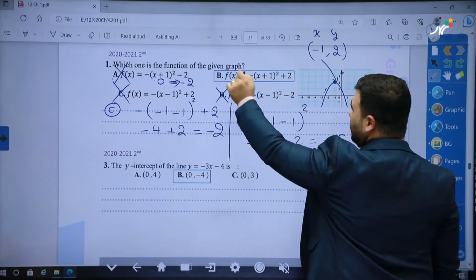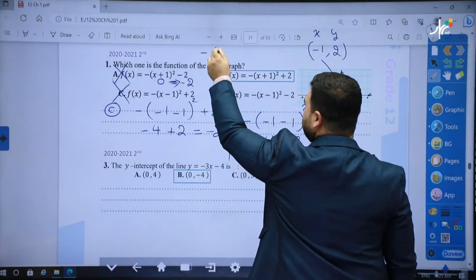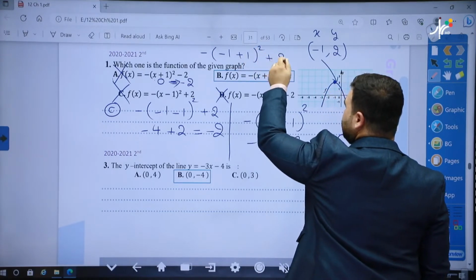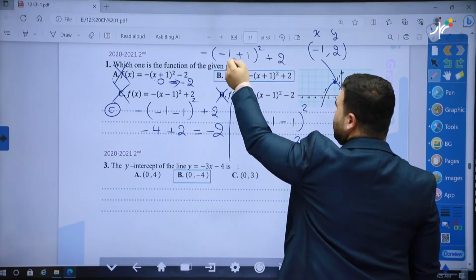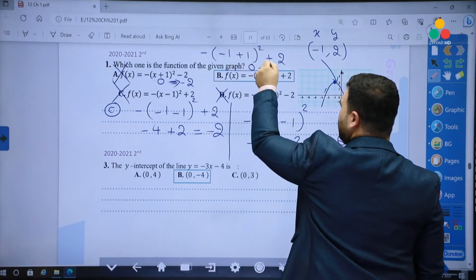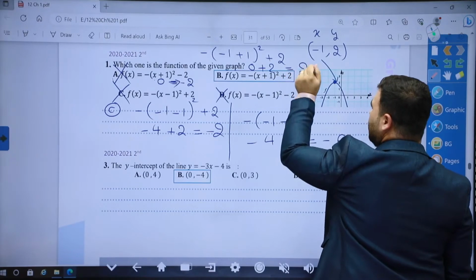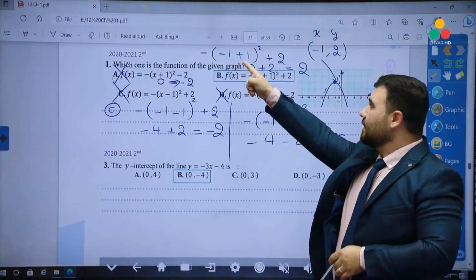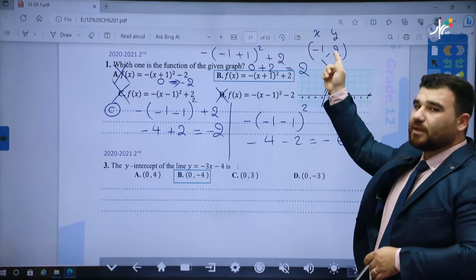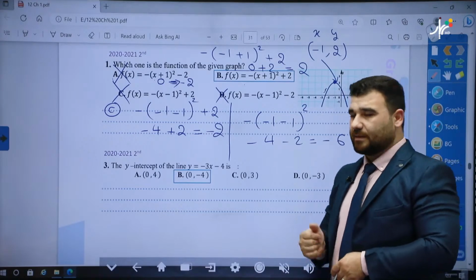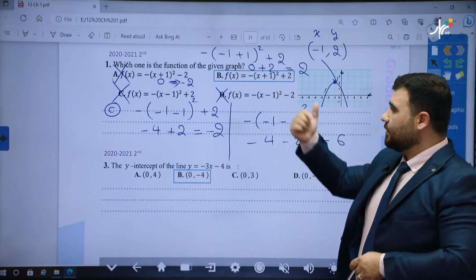When I put negative 1 here, this will be negative of (negative 1 plus 1) squared plus 2. Negative 1 plus 1 is 0. Power 2 is still 0. With this negative, still 0. 0 plus 2 is 2. This is the right answer. I put negative 1 in place of x and the result is 2. This is the meaning of (negative 1, 2). This makes B the correct answer. It means this graph belongs to B.